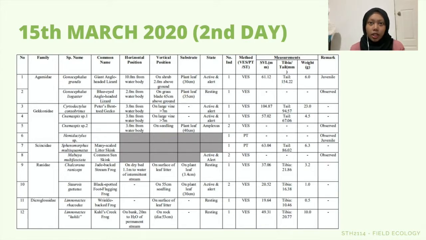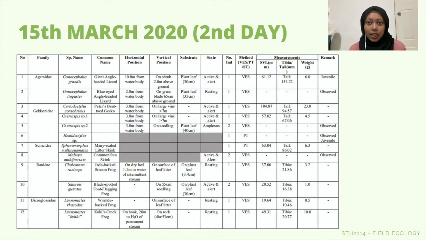The second family is Gekkonidae. There were a total of 4 different species found under this family. Cyrtodactylus consobrinus, Cnemaspis species 1 and Cnemaspis species 2 were found using visual encounter survey. Hemidactylus species was found using pitfall trap. However, Cnemaspis species 1, Cnemaspis species 2, and Hemidactylus species cannot be identified to species level since they were still juveniles.